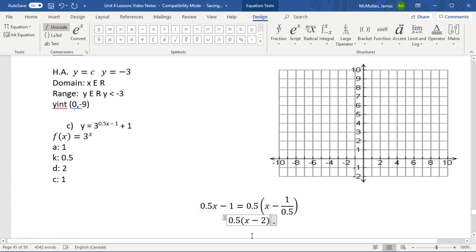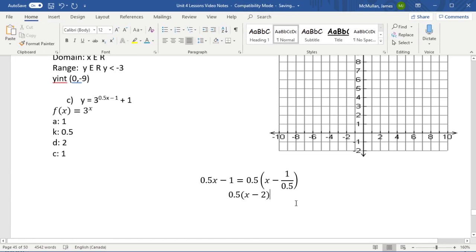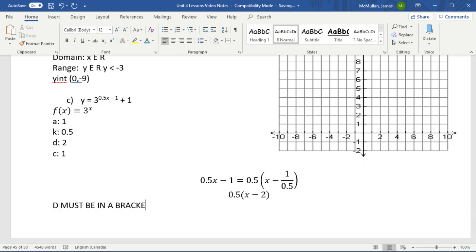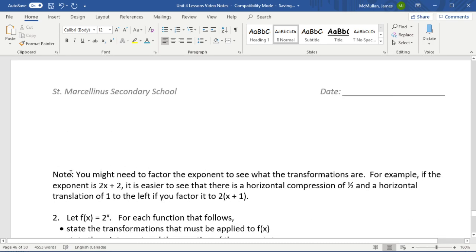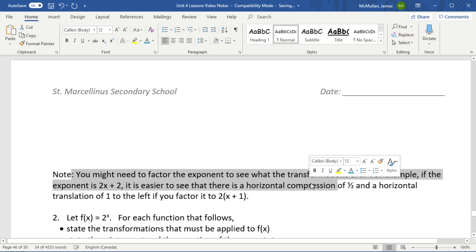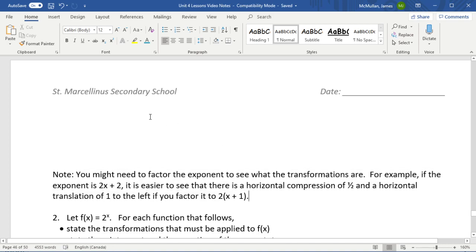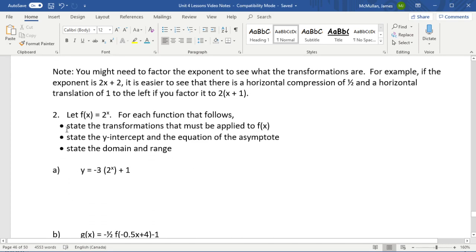Be careful about this. D must be in the bracket and must occur before k. Okay? So this is what this says. You might need to factor the exponent to see the transformations. It's just a reminder about factoring it.